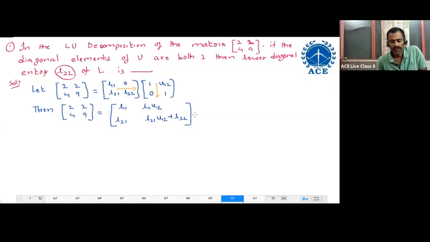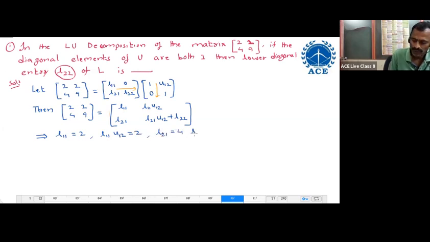So after finding the product of the two matrices on the right hand side, we equate these two matrices and write the equations and solve for the elements, which implies L11 equal to 2. Next, L11 U12 equal to 2. L21 equal to 4. And L21 U12 plus L22 equal to 9. Which implies L11 equal to 2, L11 is already known.